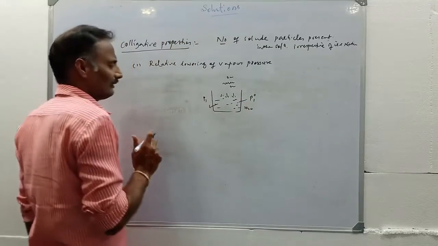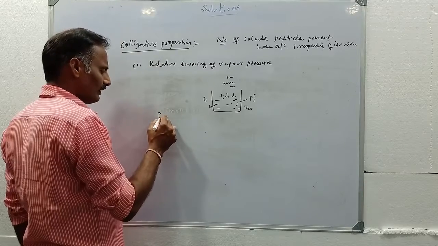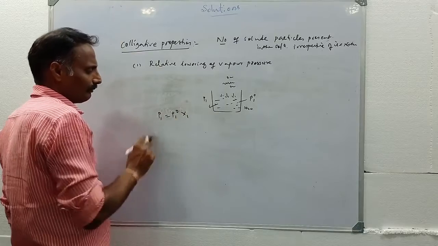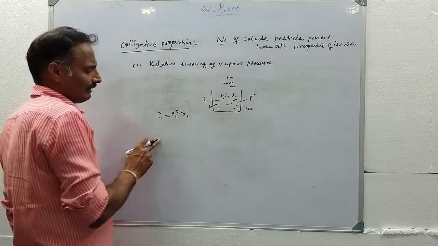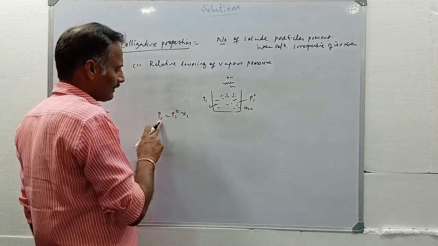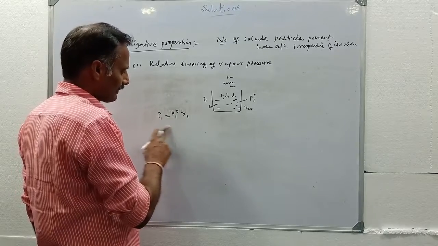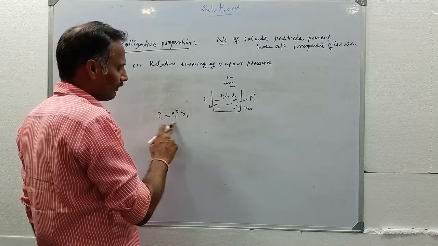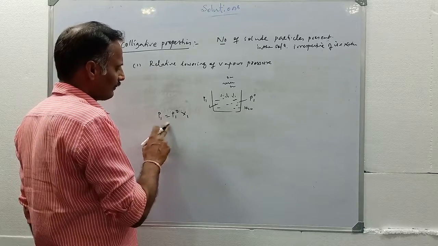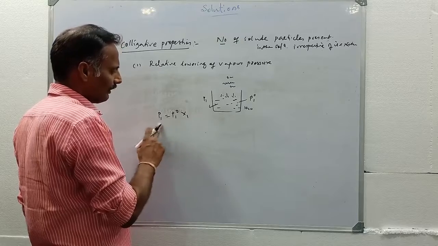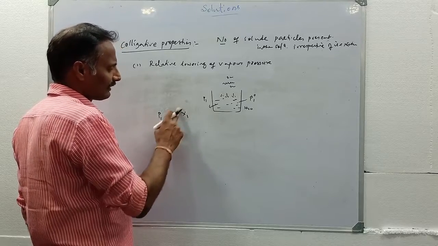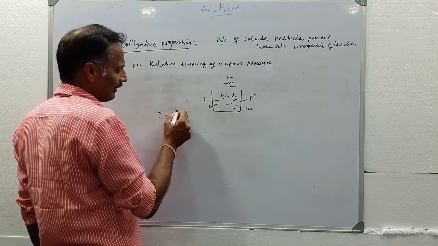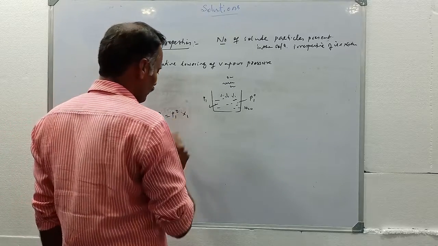According to Raoult's law, P1 equals P1 naught times x1. That is, the partial pressure of the solute or solution is directly proportional to the mole fraction present in the solution. So P1 equals P1 naught x1, according to Raoult's law.